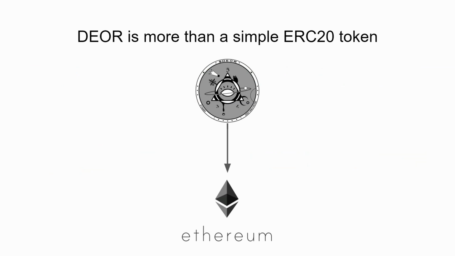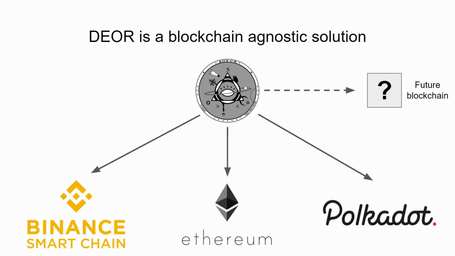You might think that the DEOR token is just a simple utility ERC20 token, and you would be sorely mistaken, because DEOR is actually a blockchain agnostic solution. It's not just Ethereum that requires oracles to bring in real-world data to their blockchain. In fact, it is so far a feature of all blockchains. They all need oracles to import data. Therefore, they all suffer from the oracle problem.